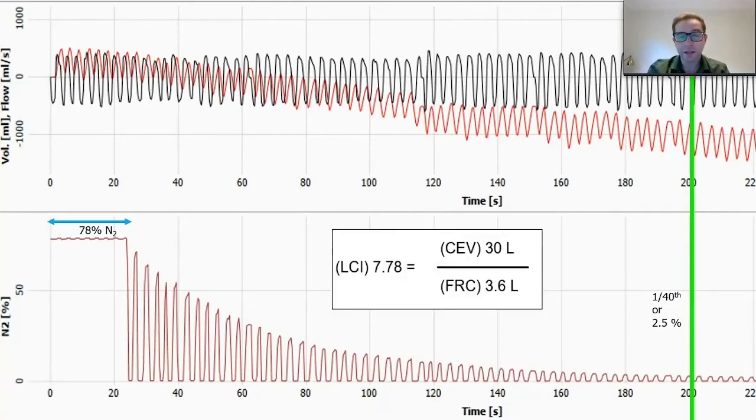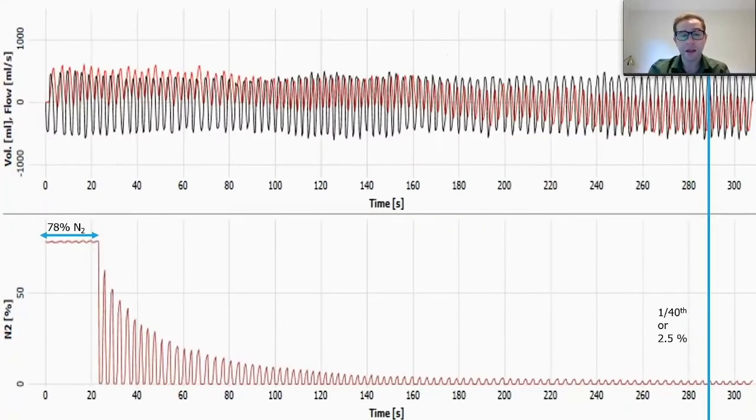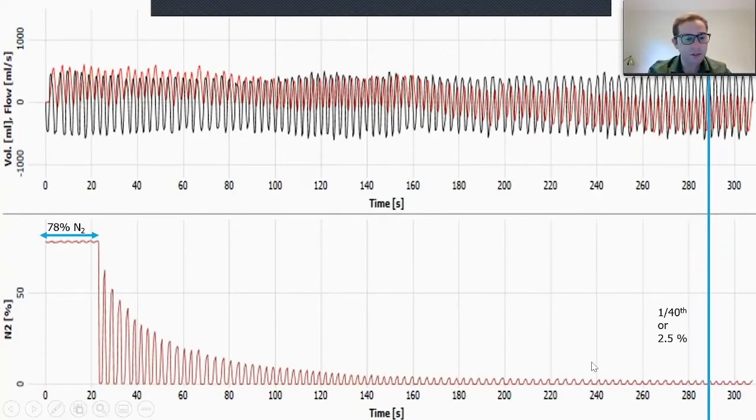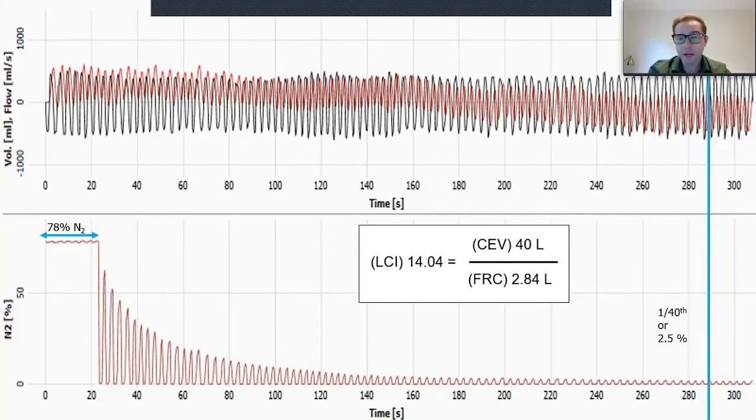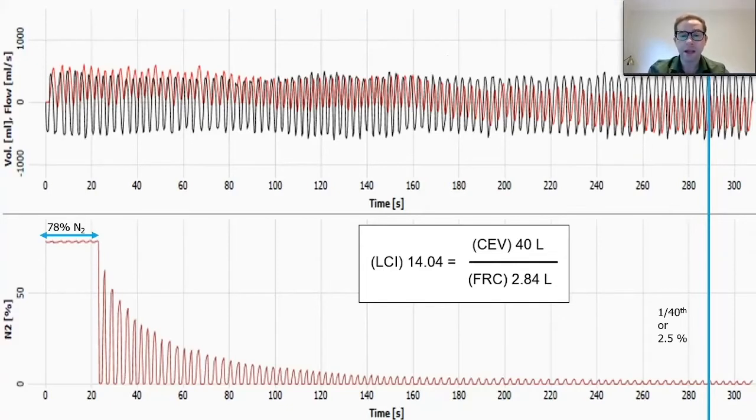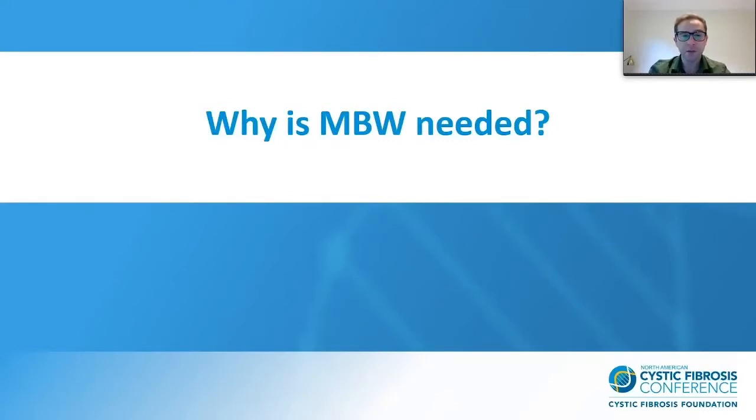Each one of those little peaks adds up to the cumulative expired volume of nitrogen or tracer gas, divided by the functional residual capacity, gives us our LCI, and this is a nice healthy subject, so they have an LCI of 7.78. This is an adult cystic fibrosis patient, and if you notice compared to the other patient, the time axis down the bottom, it only took 180 seconds on our last subject, but this one takes 270 seconds. They had a much higher cumulative expired volume and a smaller FRC, so their LCI is 14.04, quite a severely abnormal LCI.